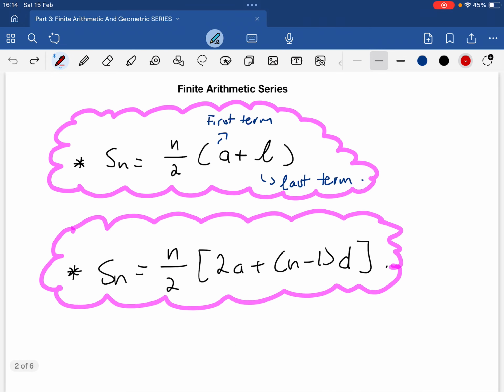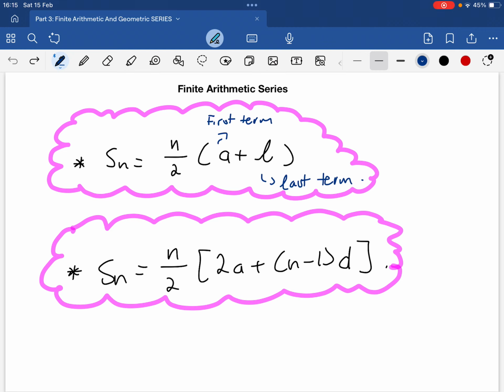Now, let's get started. When it comes to arithmetic series, they have some formulas. The first one is that the sum of the first n terms, you could replace n with 3 if you want to find the sum of the first 3 terms. You could replace n with 100 if you want to find the sum of the first 100 terms. That is always equal to n over 2 into a plus l, where a is your first term and l is the last term. But we're going to be using this formula more often.